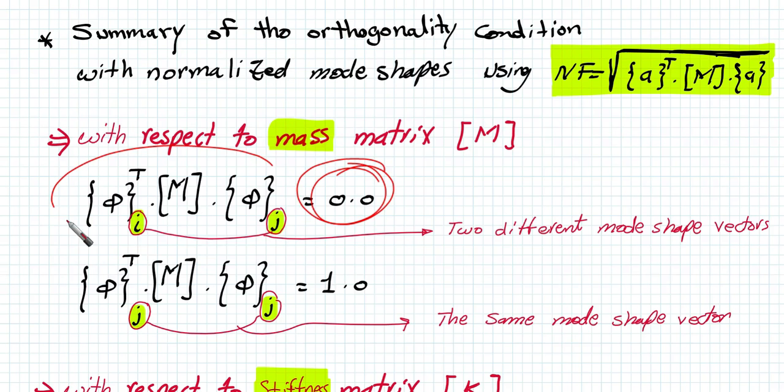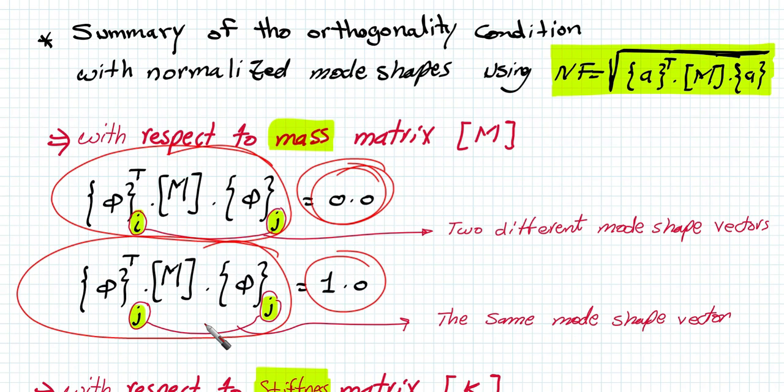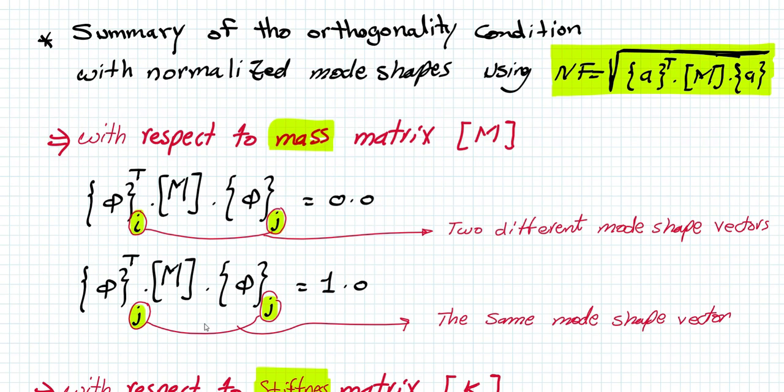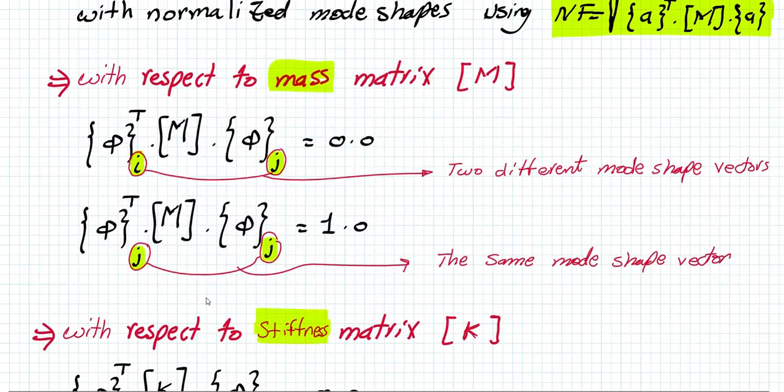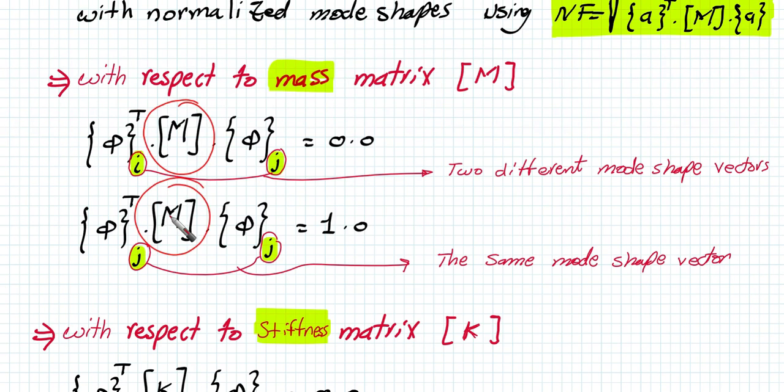Simply we put all of this to be 0, and simply we put all of this to be 1. That greatly simplifies the issue for us. Remember that this was for the mass matrix. Now let's assume that instead of the mass matrix, we have the stiffness matrix. What will happen here? Let's see.